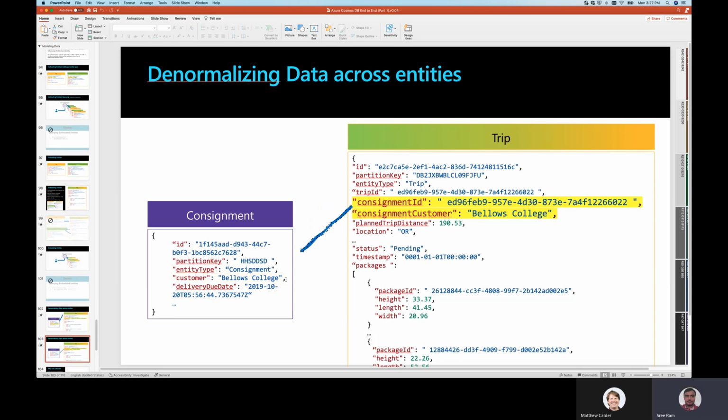Now you can always ask me, what if the customer name was in error, and what if someone goes to the consignment and changes the customer name? For example, they mistyped, and instead of Bellows College, they say Bellows College 1. How will I actually get the same change here? It is possible using something called change feed, which we discuss next week. Given that, for now, take my word that we can actually sync these things up, and assuming that we sync the things up, I hope you won't have any problem bringing the consignment customer directly onto the trip.